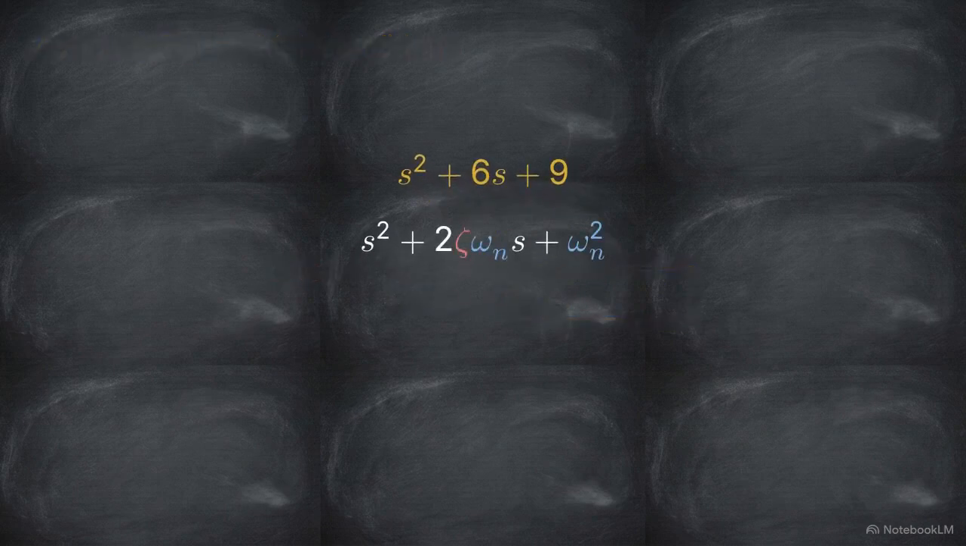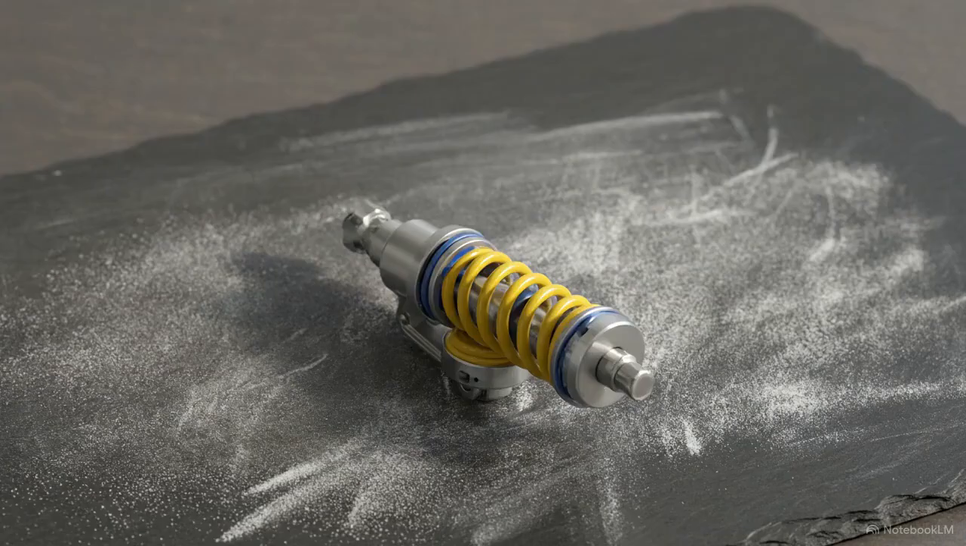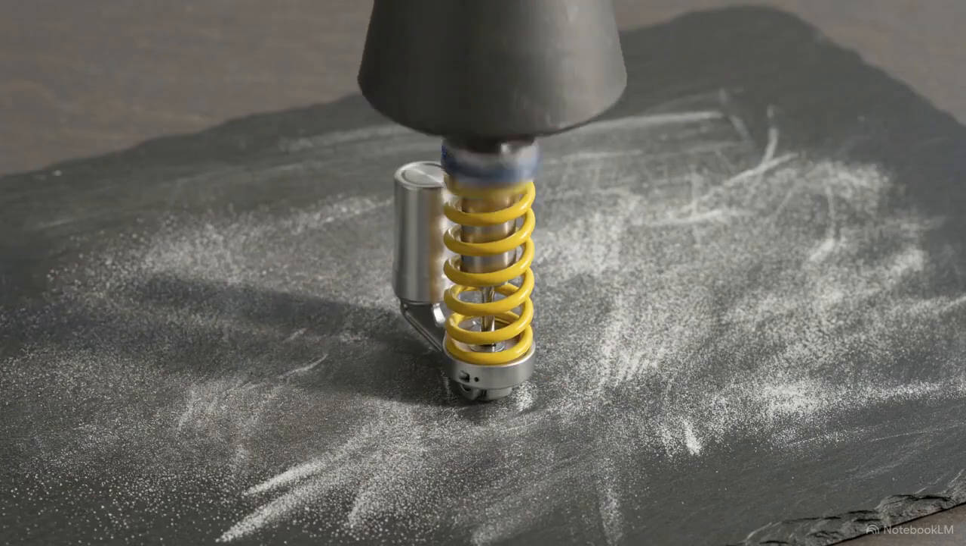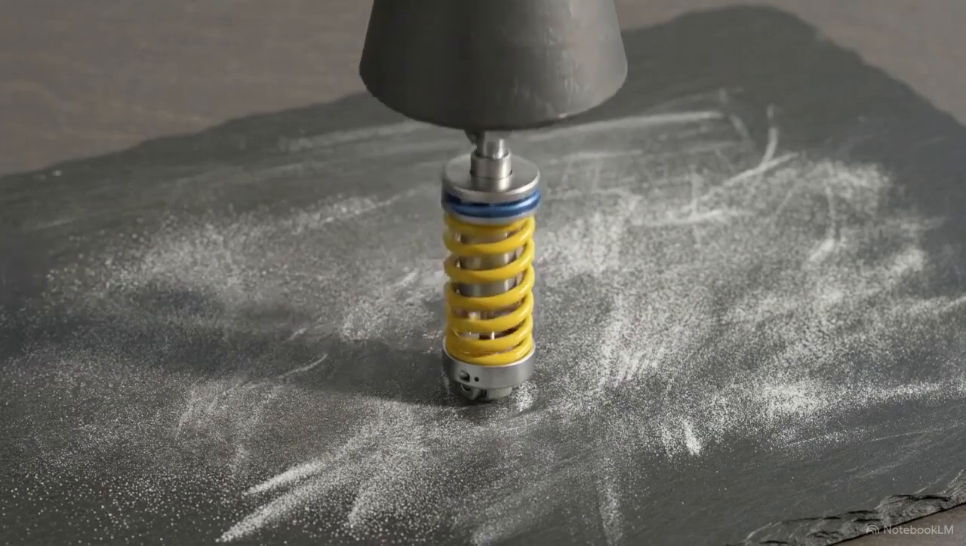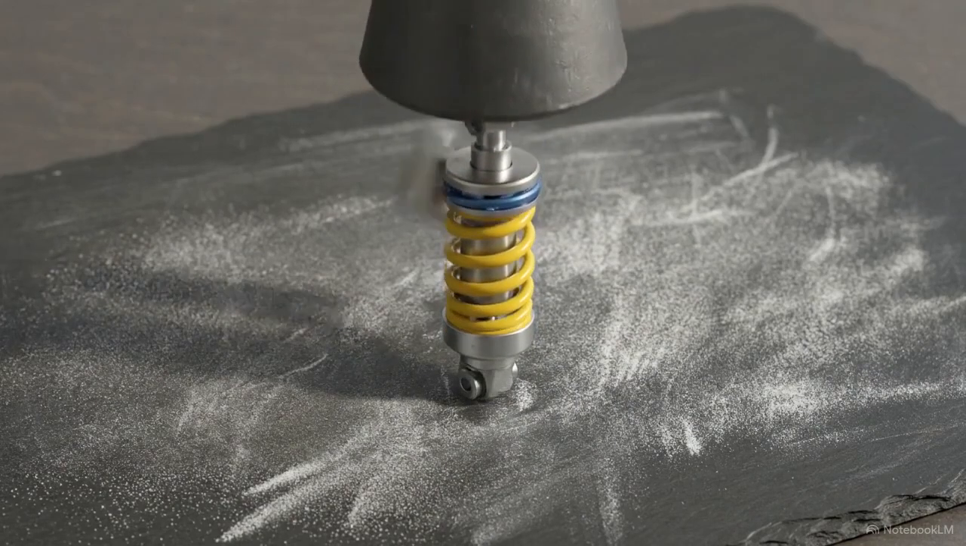We can map our derived denominator directly against the standard form of a second-order characteristic equation. By equating the final terms, we extract a natural frequency of 3 radians per second. Equating the middle terms and plugging in that natural frequency gives us a damping ratio, or zeta, of 1. A damping ratio of exactly 1 means the physical system is critically damped. The algebraic denominator has explicitly revealed the physical dynamics.